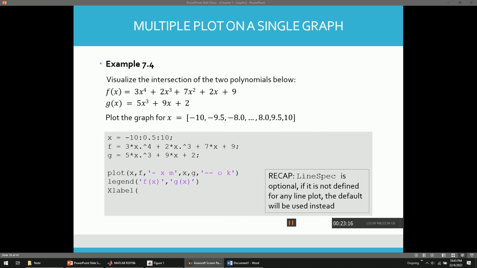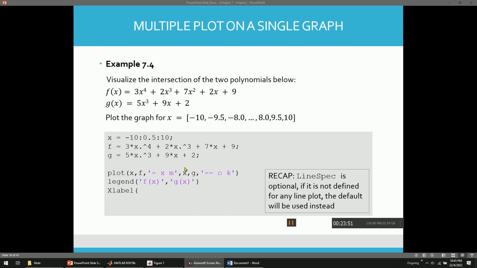Okay, so we continue. You can see here plot x, and then y. For this case, y1 is f, so you just put f and then the plot spec. Dash means a continuous line, x is the marker, m is the color magenta. You can just put it here. And then for x, you can use the same x, no problem.